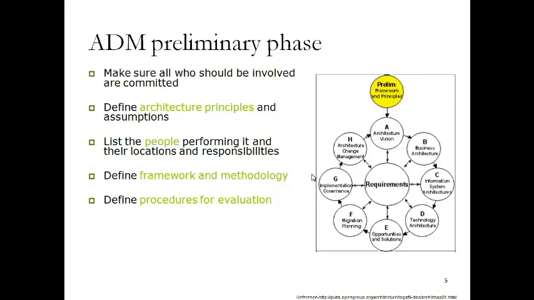Then we have to define the architecture principles and assumptions. We need to indicate what our principles are in terms of architecture, and what the assumptions are in this architectural development. Then we create a list of people performing it and their locations and responsibilities. We need to know who is involved in this process and what they are doing. Basically, it is mostly a project management activity.